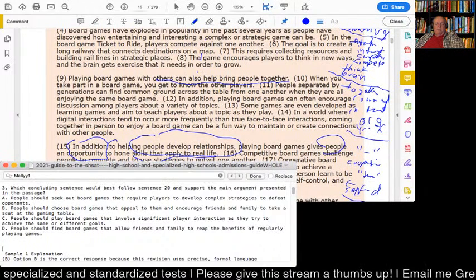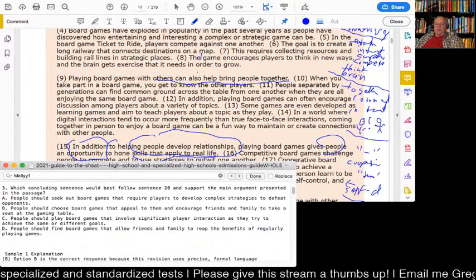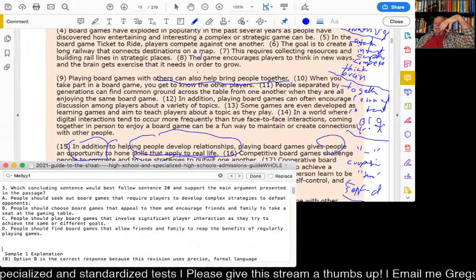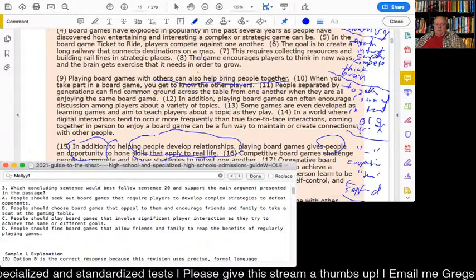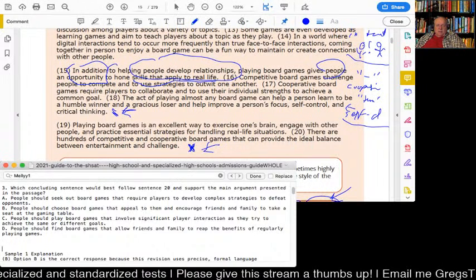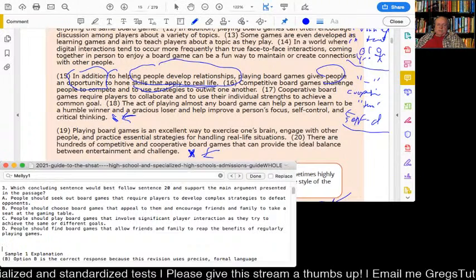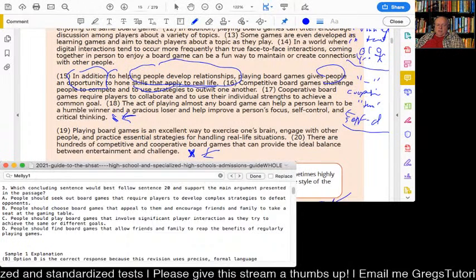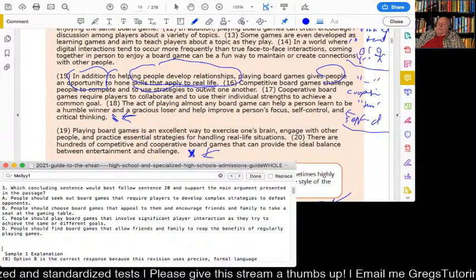It's about choosing board games that appeal to them. And by the way, when it finally gets to talking about you, it actually asks you to make the choice. I believe that's in the last paragraph. There are hundreds of board games that can provide a balance between entertaining and challenge. So it's basically, why don't you pick a board game and ask others to join you? Okay, so it kind of works with that, and encourage family and friends to take a seat at the table. Yes. So B sounds like it might be it, but we have to rule everything out because there might still be a better answer.